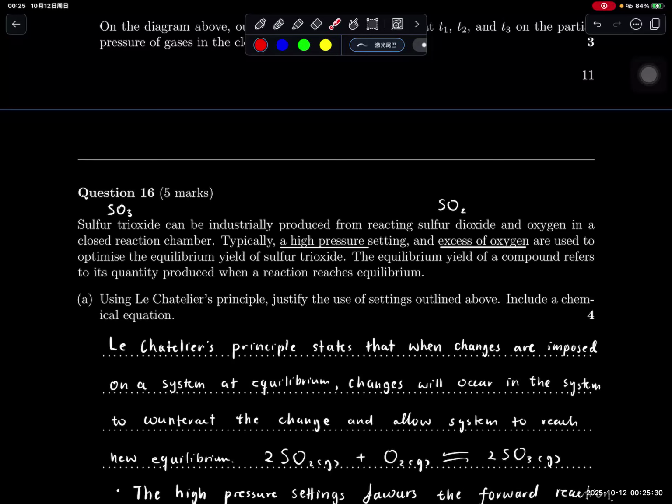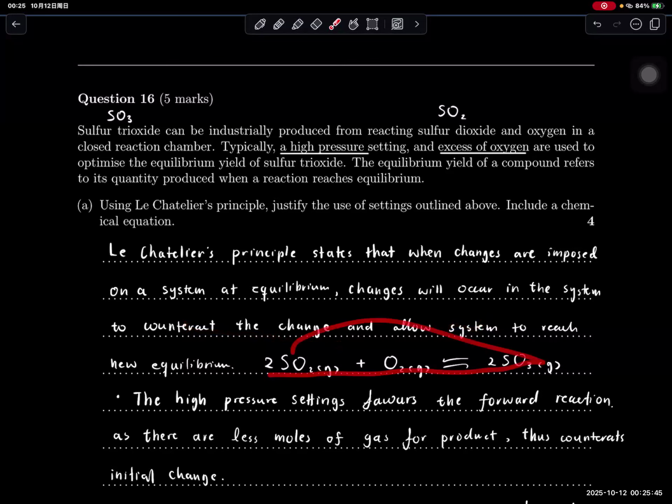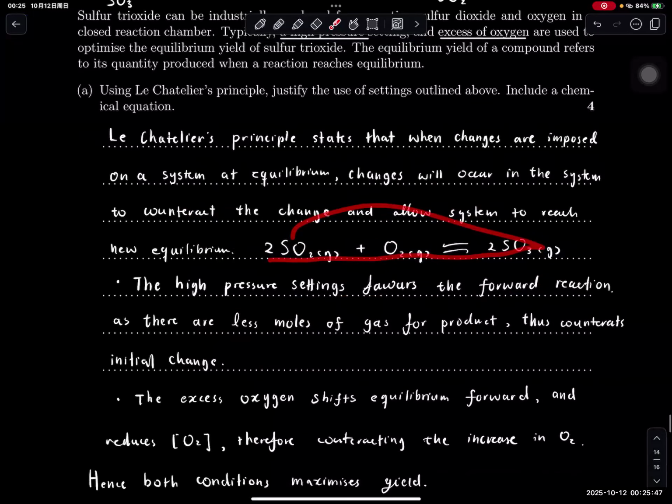Part A: use Le Chatelier's principle to justify the use of the settings outlined above, and include a chemical reaction. You write the LCP definition, that changes will be counteracted, and then you write this equilibrium down. If you have a high pressure setting, this shifts the equilibrium forward, which maximizes your yield as well as the rate, because increasing pressure increases the rate of reaction too. This is very nice.